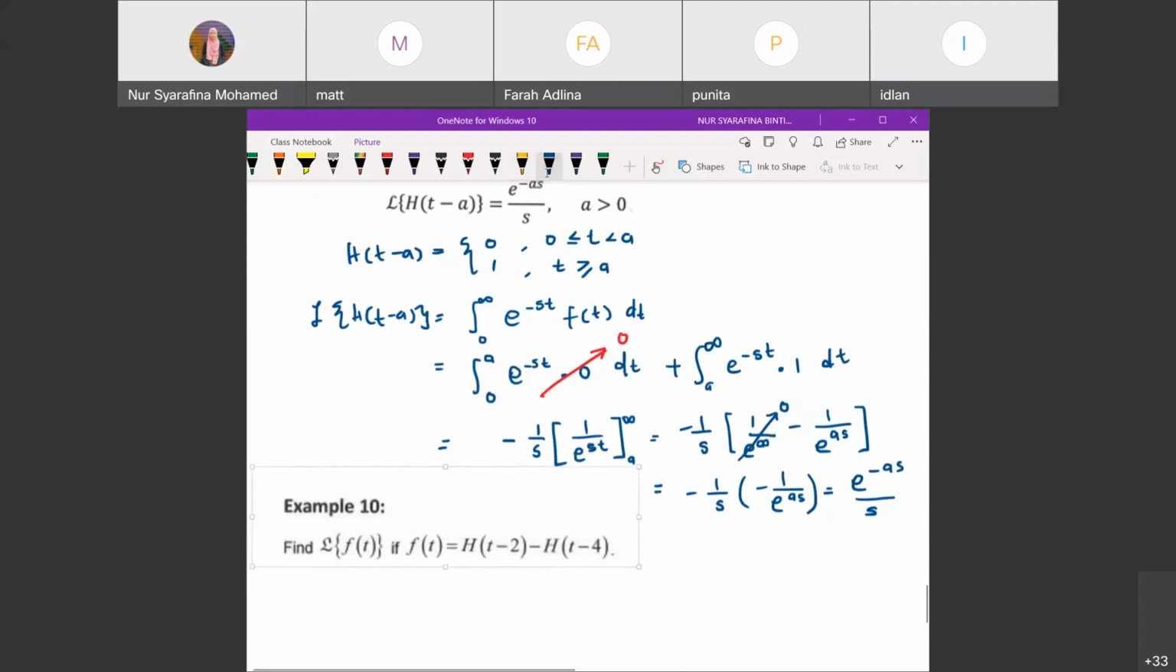Okay. Find the Laplace transform of f(t) if f(t) is h(t minus 2) minus h(t minus 4). So first, you want to transform this f(t). Okay, so by using the linearity property, you just can separate this one by one.